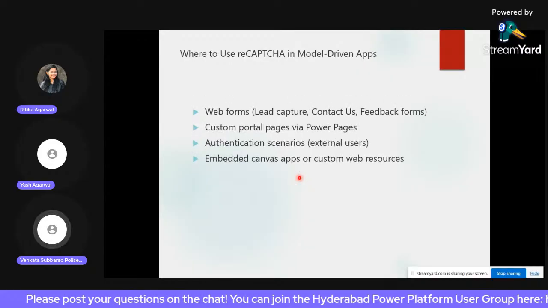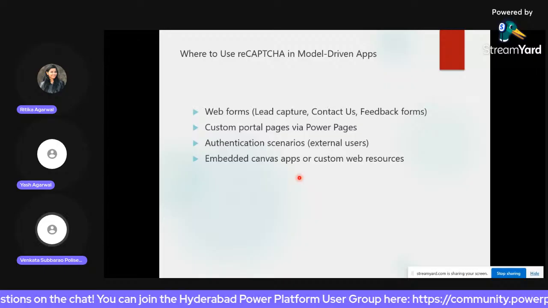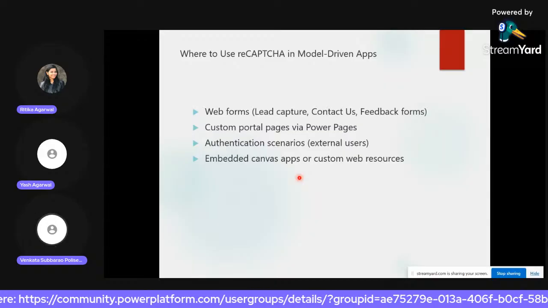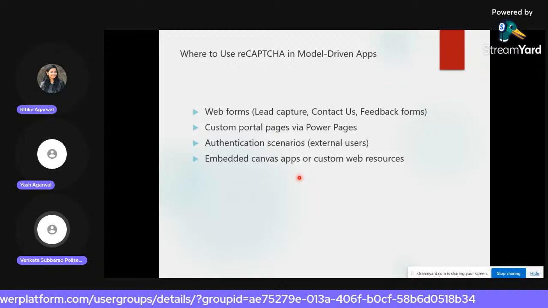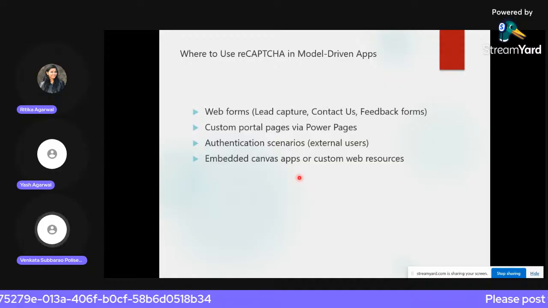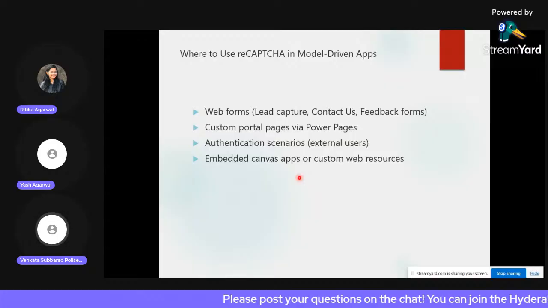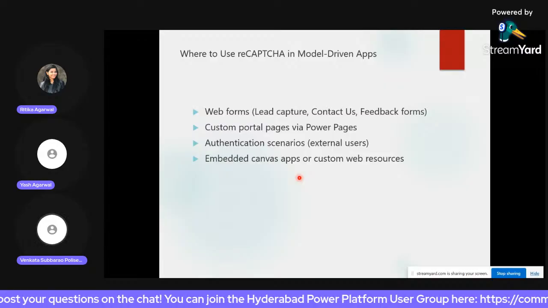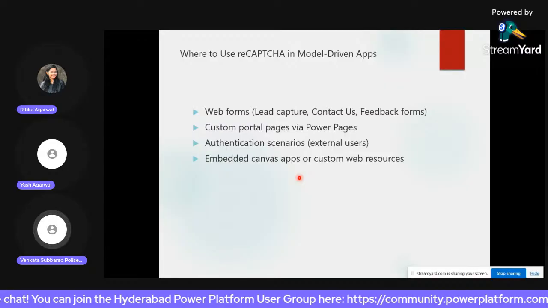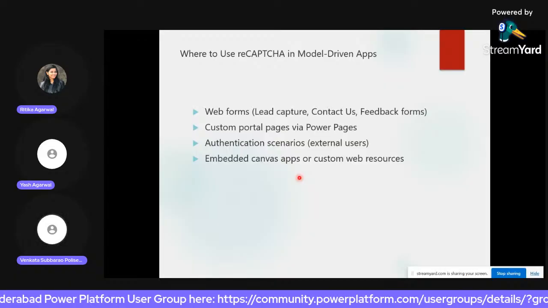Okay, so where to use this reCAPTCHA in model driven apps? Recently we got this reCAPTCHA as an out-of-box thing, like in most of the applications. But previously we didn't have that liberty. For example, we generally use Power Pages, and in these Power Pages we have contact us and feedback forms. We used to get a hell of a lot of junk data, which put our website in a deadlock situation where we kept getting all these injections.